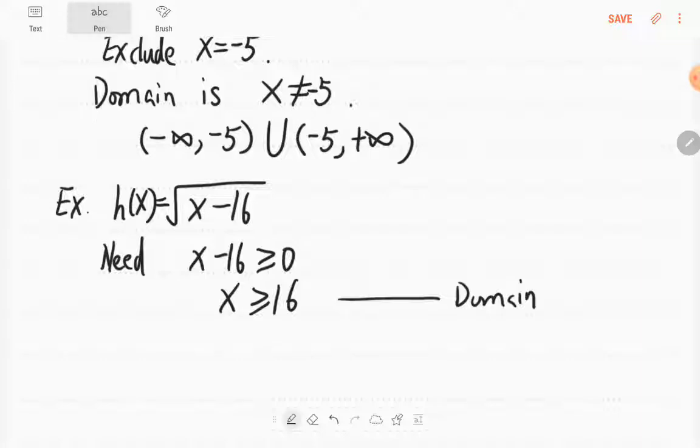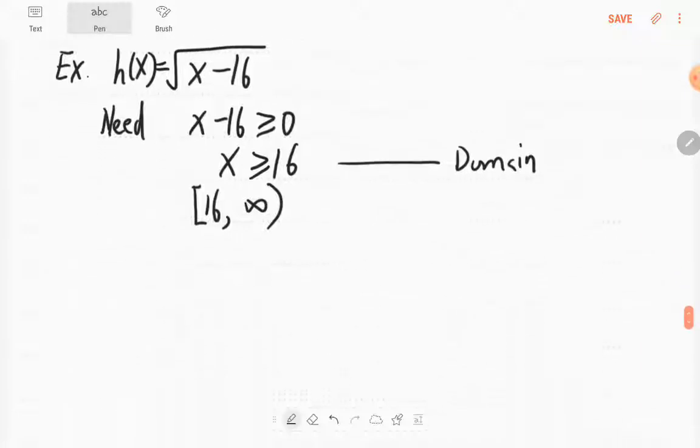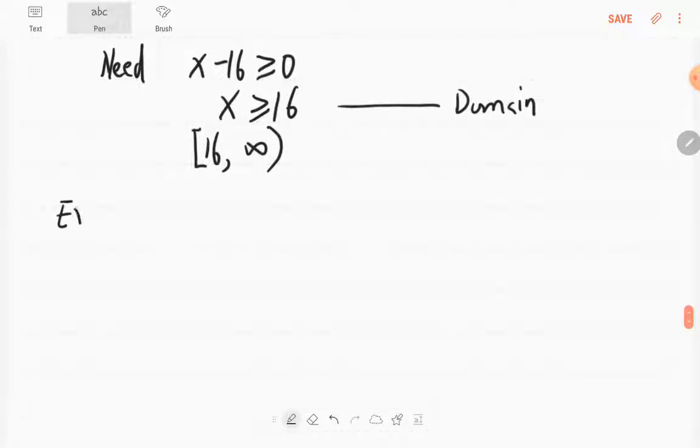So in other words, if we're using the interval notation, this is the bracket 16 and infinity parentheses. So this is our domain. Let's look at more examples.